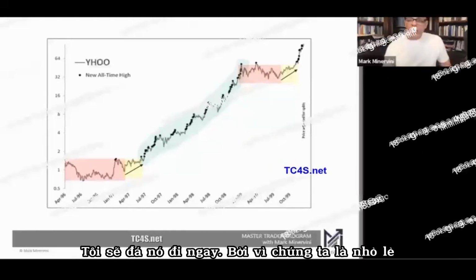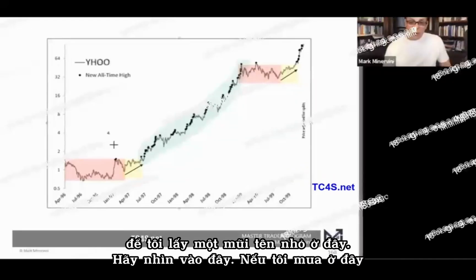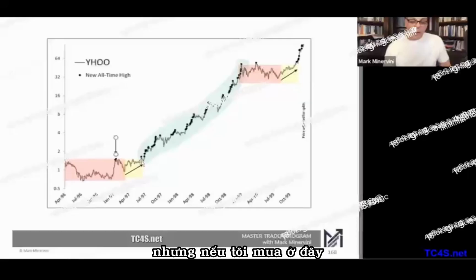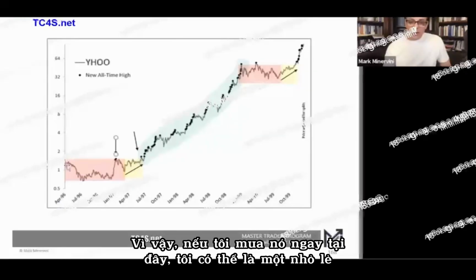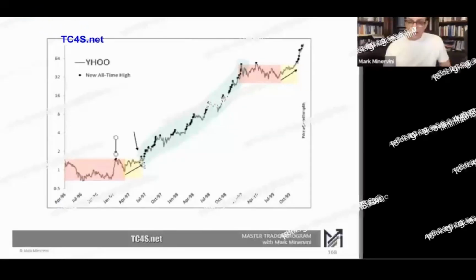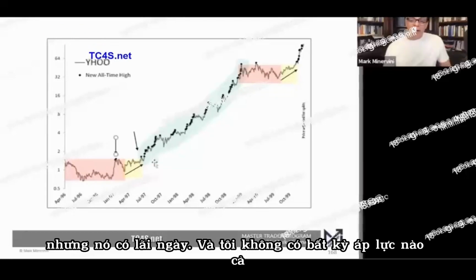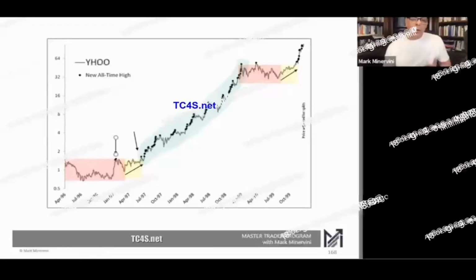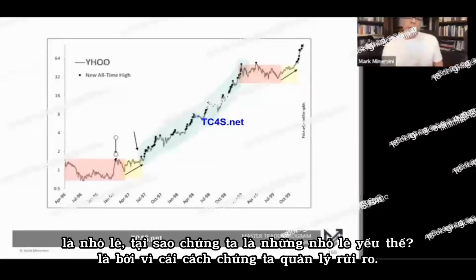So I'm a weak hand. Let me get a little arrow here. Let's just say right here, I buy here. Well, as a weak hand, this pullback right here is probably going to knock me out. But if I buy right here, and I'm using PowerPoint here, I can be a weak hand because it just goes right into profits. I don't have any pressure on me. There's no loss. That's why we're doing it the way we do it. We're weak hands because that's how we manage the risk.